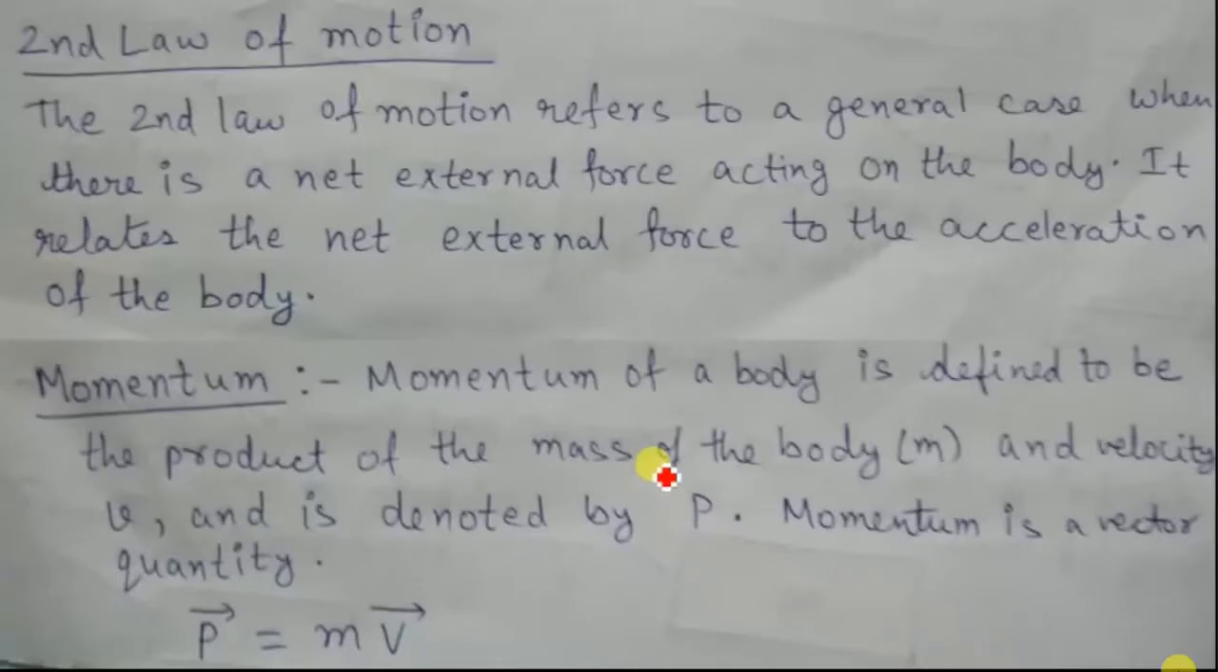Let us discuss the second law of motion. The second law of motion refers to a general case when there is a net external force acting on the body. It relates the net external force to the acceleration of the body.